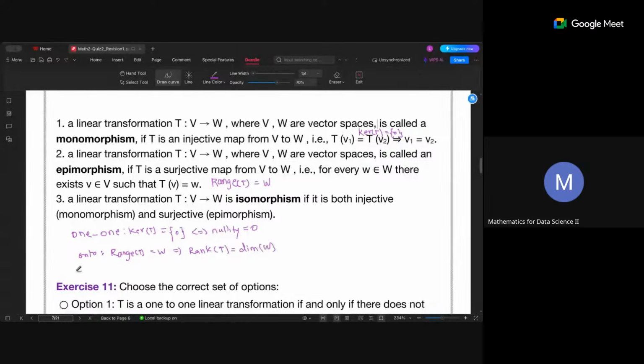Okay, and isomorphism. Isomorphism means you have both these conditions. So if both these conditions are there, then what will you get? You have nullity is 0, and rank of T equal to dimension of W.